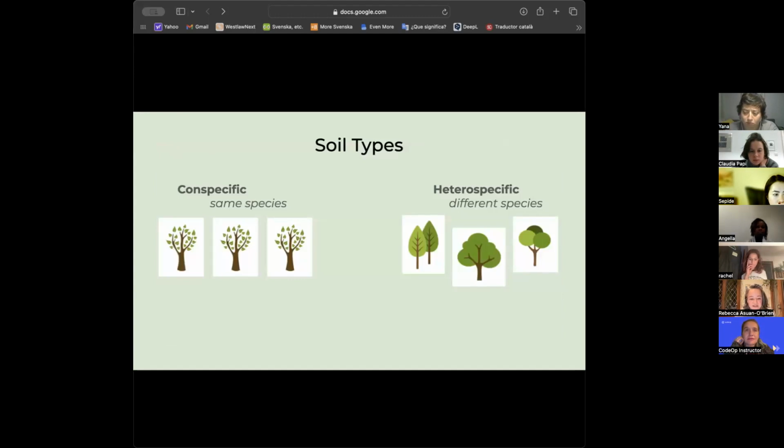The data that we examined in the field experiment involved different types of soil. 7 different types of soil were used for these seedlings. Some of the soil was conspecific, which meant that it came from the same species of adult plants. The other type of soil was heterospecific, so different types of adult plants were grown in that soil. And we were interested in seeing if that had any impact on whether the seedlings survived or not.